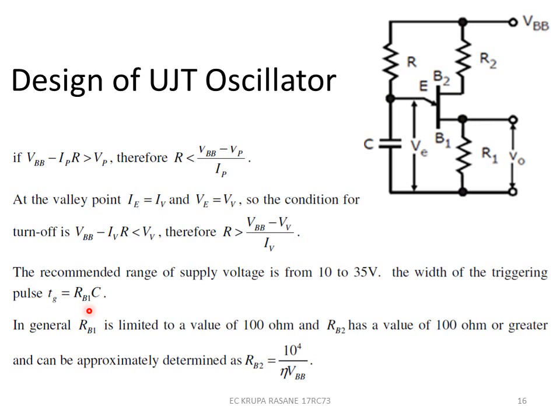Why are we taking RB1? Because RB1 is much larger than R1. In general, RB1 is limited to a value of 100 ohms, and RB2 has a value of 100 ohms or greater and can be approximately RB2 equal to 10 to the power of 4 upon eta VBB. These are the resistances that are connected to B2 and B1, and these are the formulas used to get the values of RB1 and RB2.